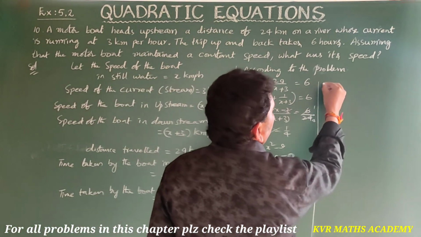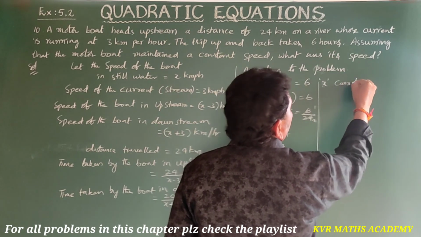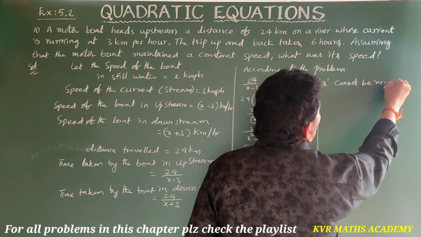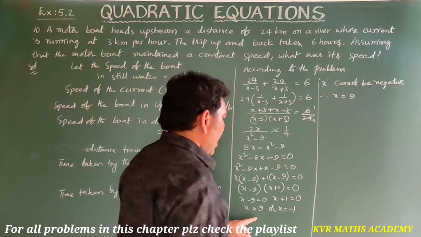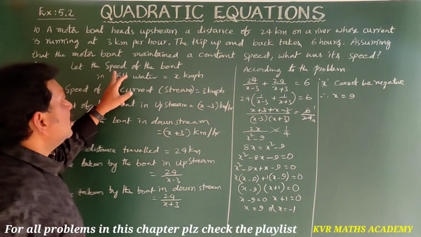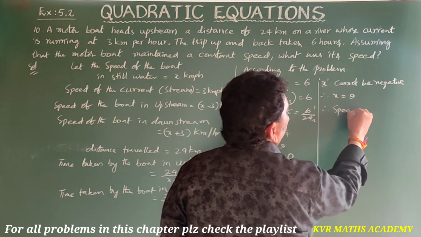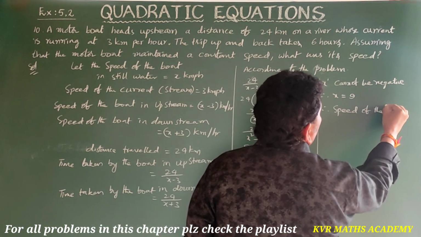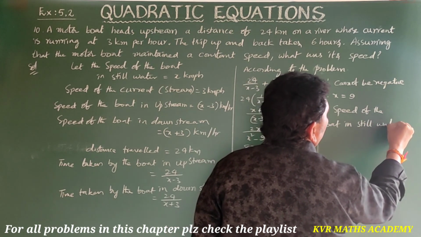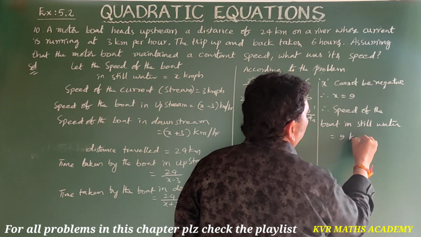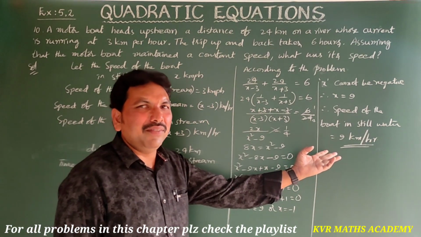Write down: x cannot be negative. Therefore x is equal to 9. Here x means the speed of the boat in still water. Therefore the speed of the boat in still water is equal to 9 kilometers per hour. So have you understood this problem? Yes, note it down.